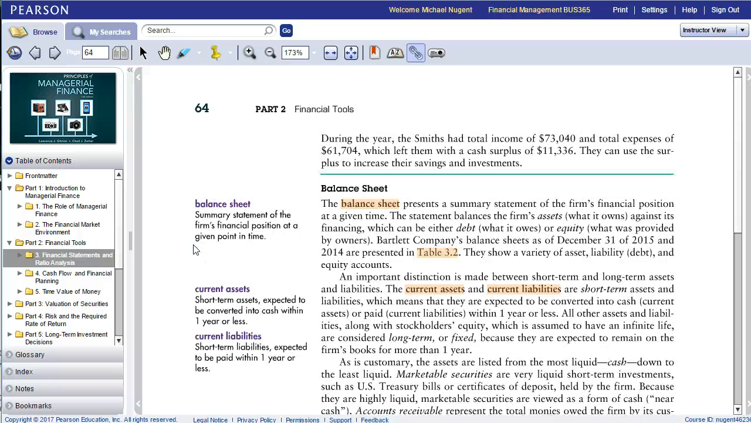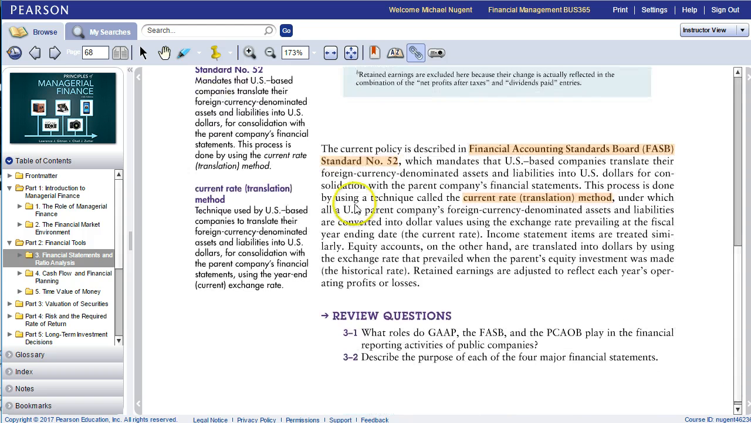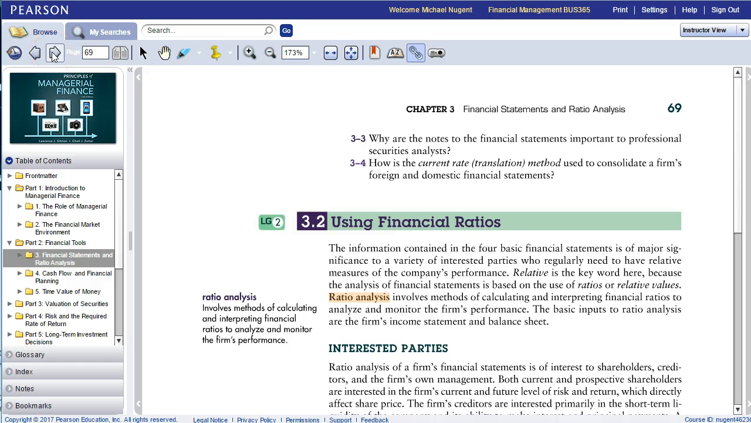Of course, the first one is the balance sheet, which shows where the company is at this point in assets and liabilities and equity. The chapter talks about the cash flow statement, analyzing and interpreting cash flow from operations, investments, and financial activities. And of course, the chapter goes into the income statement, analyzing the revenues and the expenses to get the net profit.